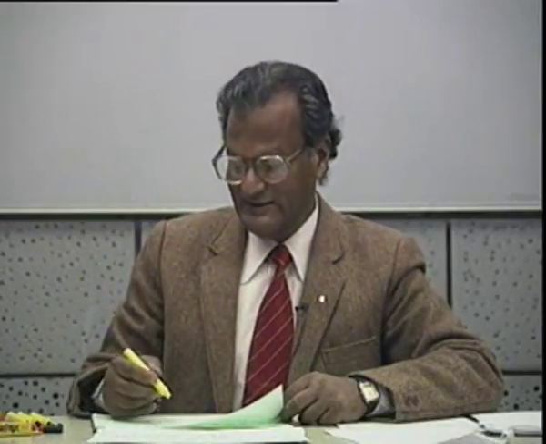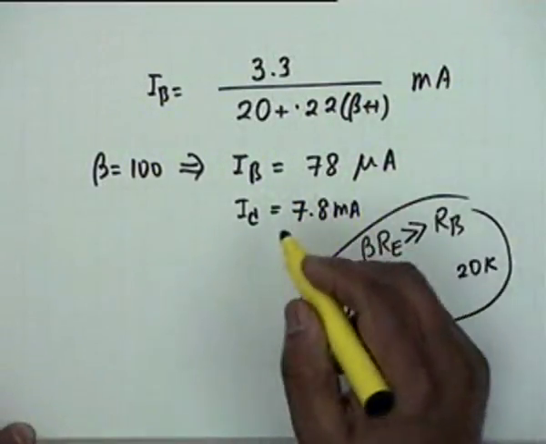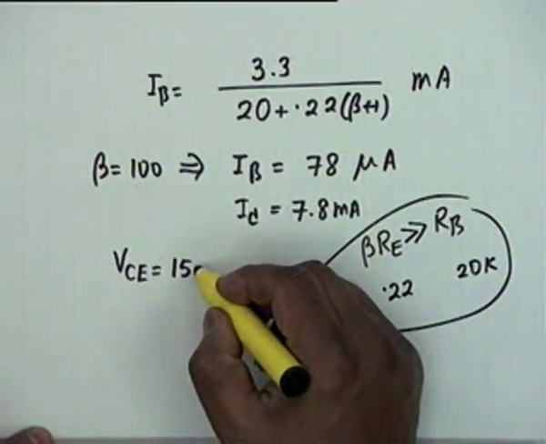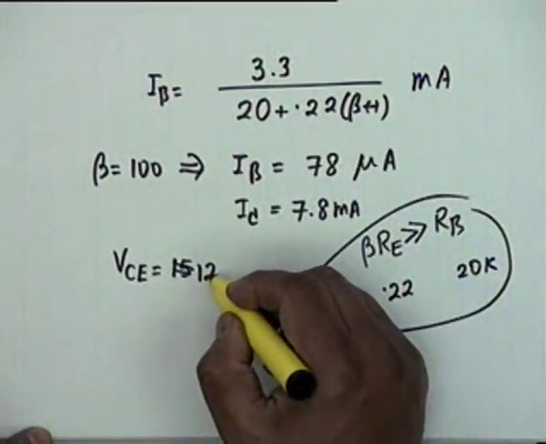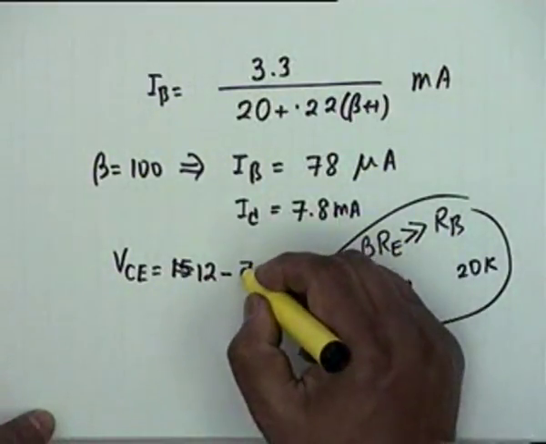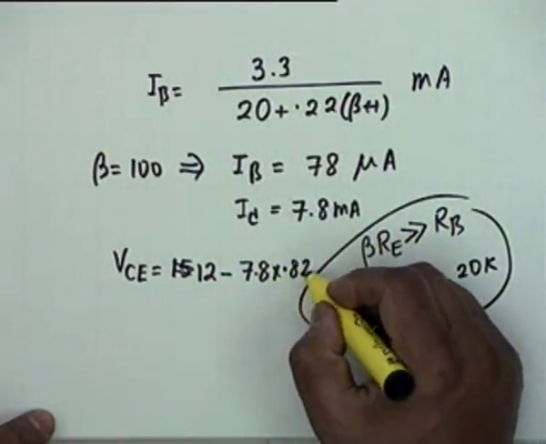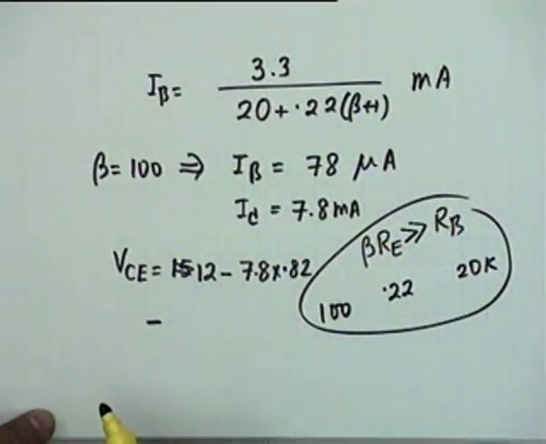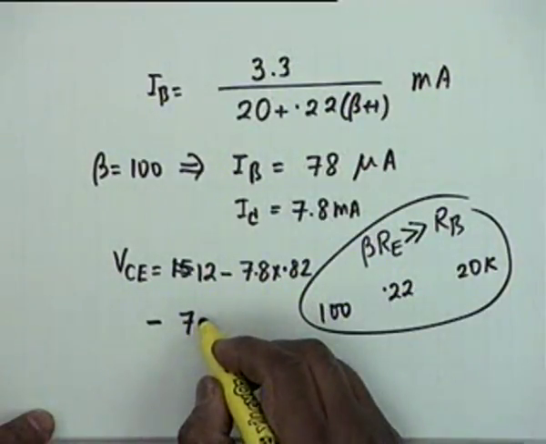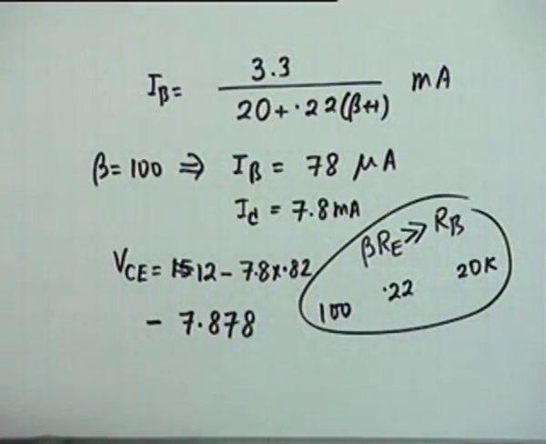Let's do that. I sub C, if beta is 100, then it would be how much? 7.8 milliampere, and VCE would be 12 minus I sub C R sub C, which is 7.8 milliamperes multiplied by 0.82, minus 7.878. Can you see why?